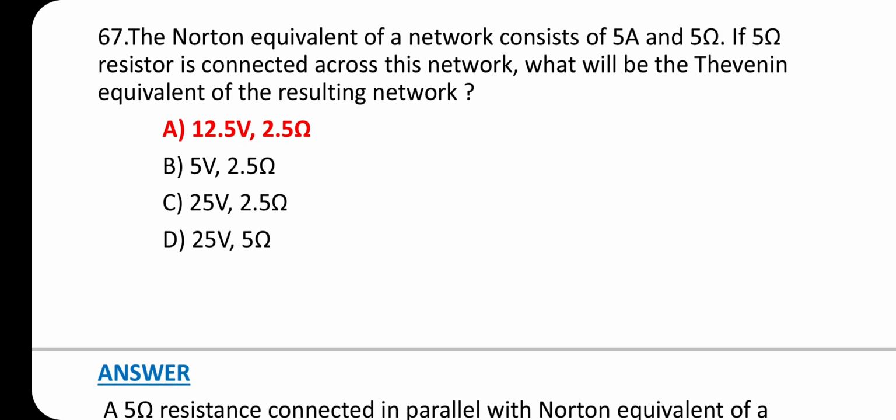Consider question number 67. The Norton equivalent of a network consisting of 5 ampere and 5 ohm. If a 5 ohm resistor is connected across this network, what will be the Thevenin equivalent of the resulting network? Answer is option A, 12.5 volt and 2.5 ohm.